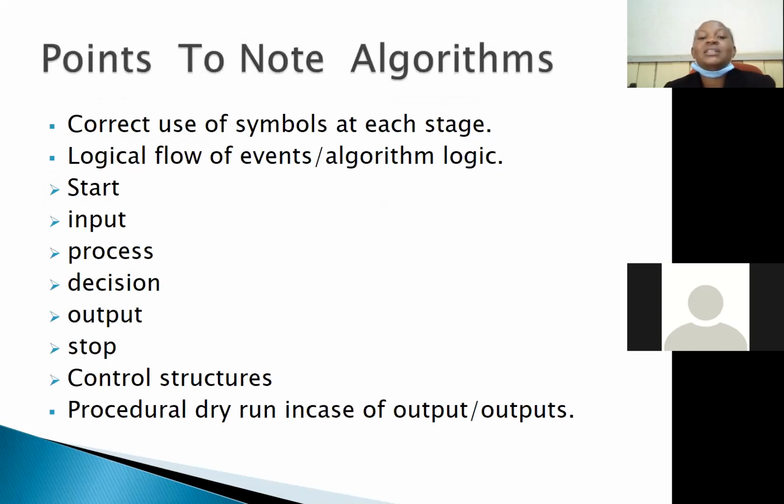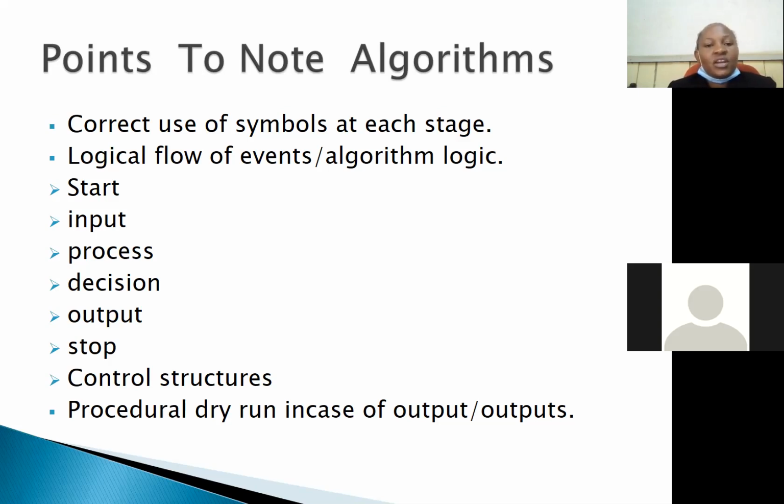So, points to note when you are designing your algorithms in your questions. There is the point of correct use of symbols at each stage. If it is start, make sure that you use the correct symbol. If it is stop, the same case. If you don't use the correct symbols, you may end up losing a mark on that point. So make sure that as a candidate, you use the correct symbols at each stage: input symbol, processing symbol, decision symbols, and also other symbols that you need, like the connectors. Make sure that you use them properly.